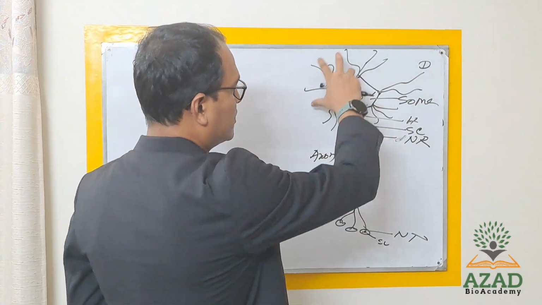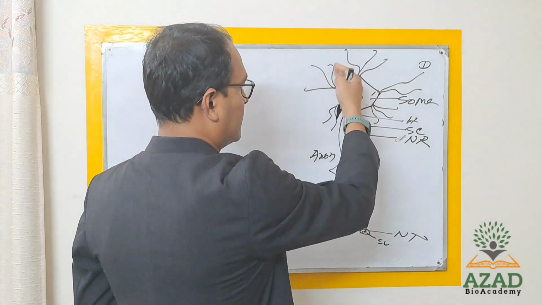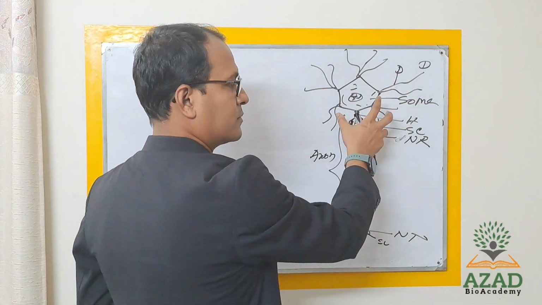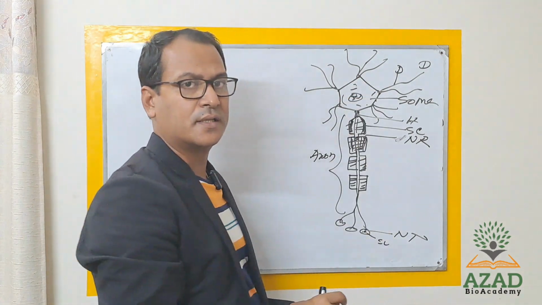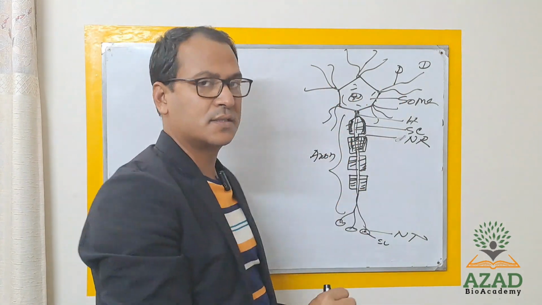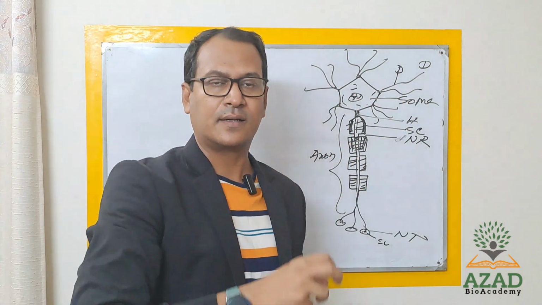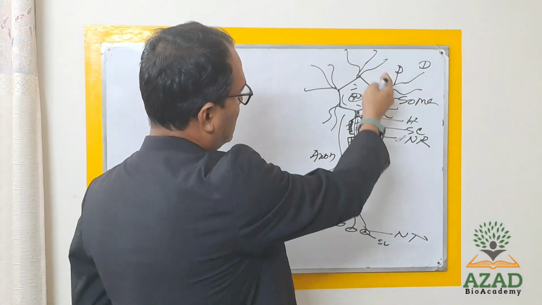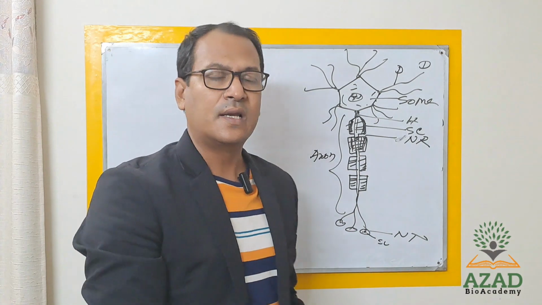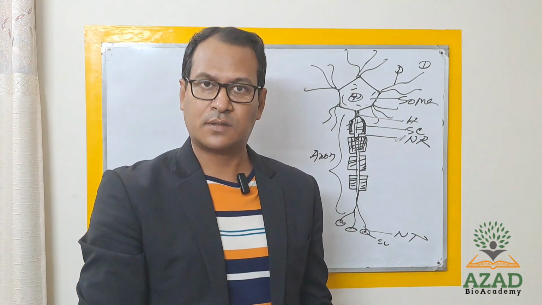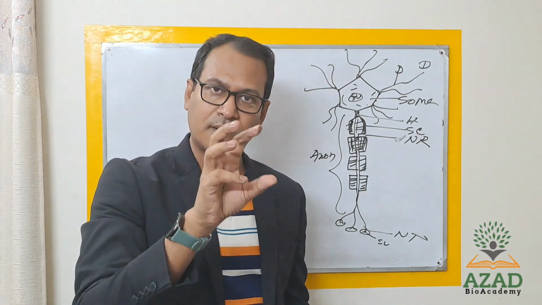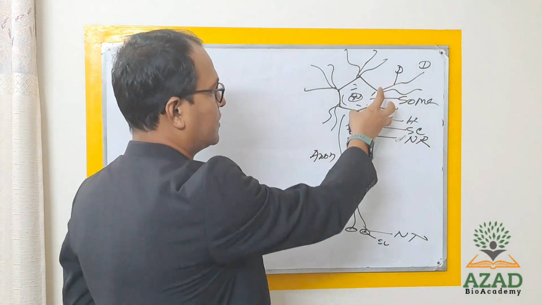Basically, all types of channels are there in the dendrite and in the soma. But here the voltage-gated channels are present in very small amounts. In the soma and dendrite, voltage-gated channels are there, but to a very small extent. Ligand-gated ion channels are very prominent in the dendrite and soma, and voltage-gated channels are very few.